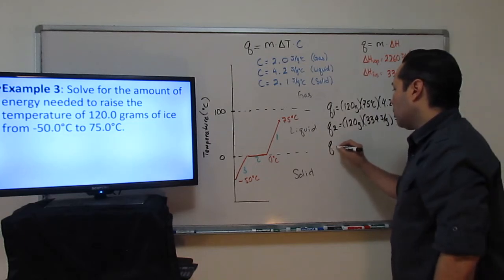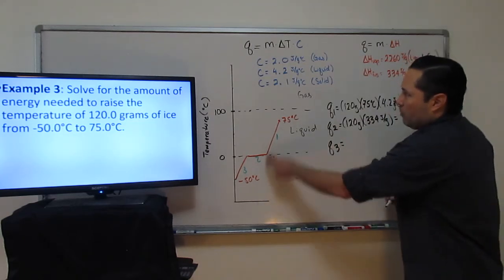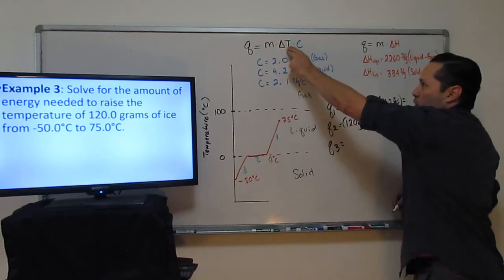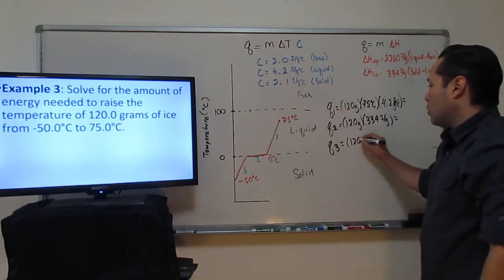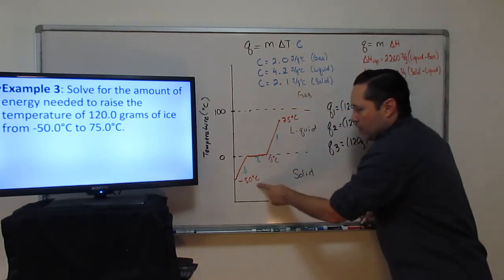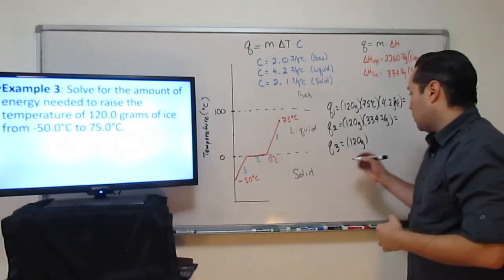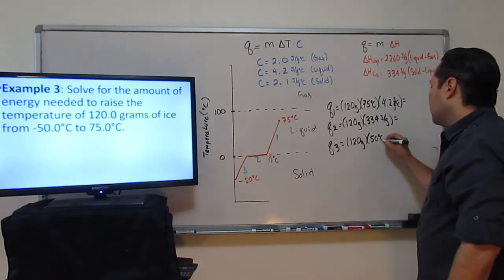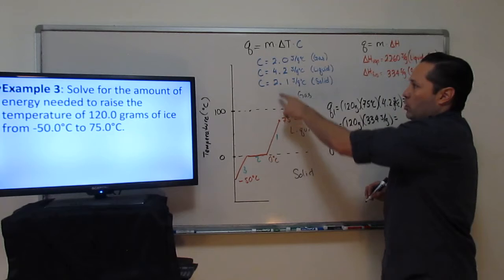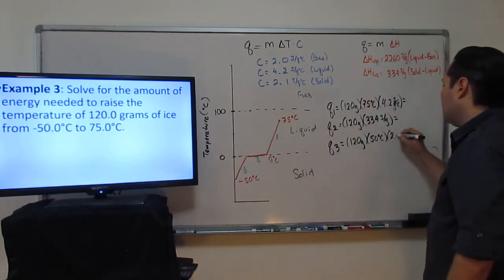And finally, line number 3 is going up and down. So we're back to this formula. Mass and change in temperature are 120 grams. Change in temperature from negative 50 up to 0, you went up 50 degrees. And it is in the solid section, so therefore it is 2.1.